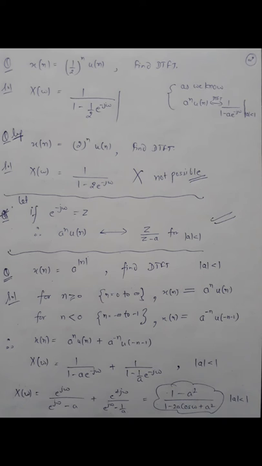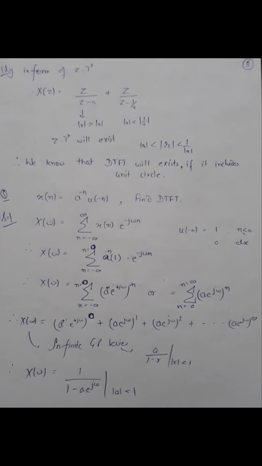Okay, so we add both the parts and we will get (1 minus a square) upon (1 minus 2a cos omega plus a square), with mod of a less than 1.